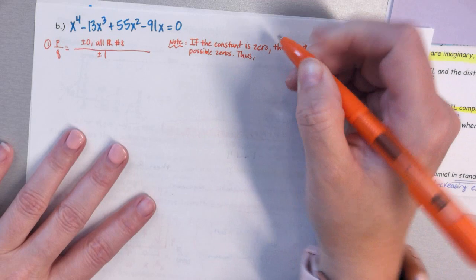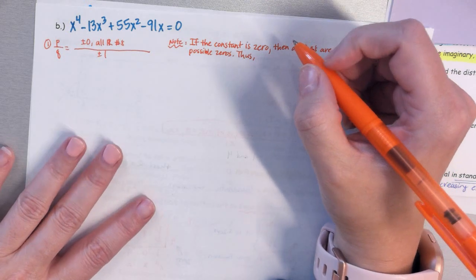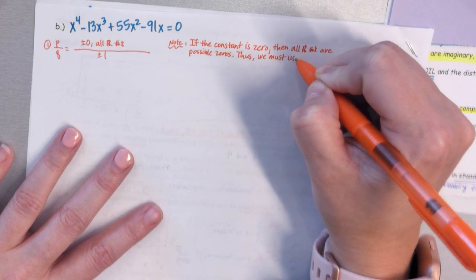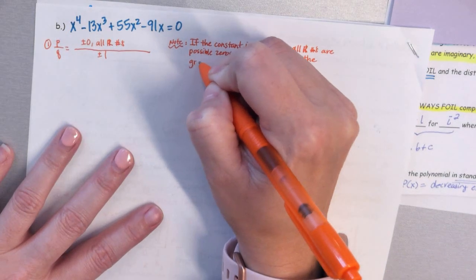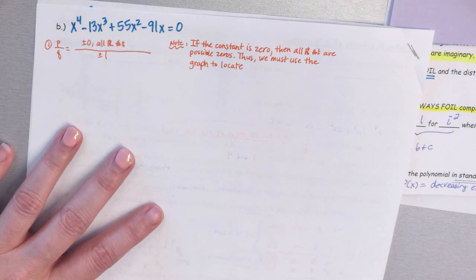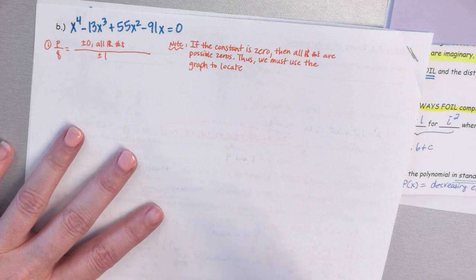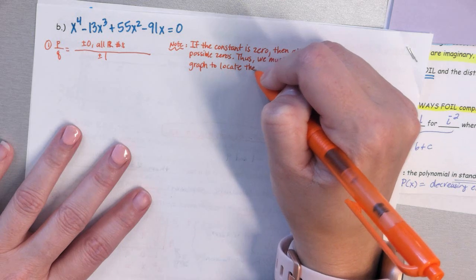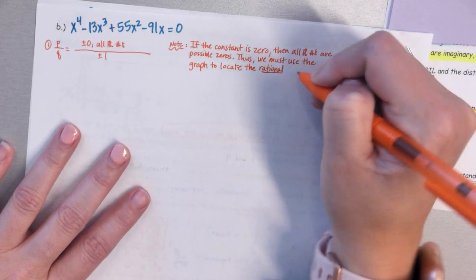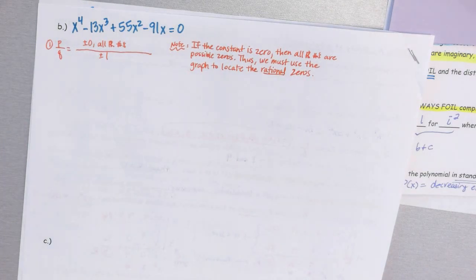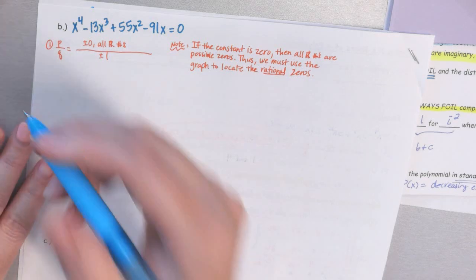And thus we are going to rely on the graph. So thus, using the graph, I'm going to say we must use the graph to locate the rational zeros. So we have to do that with the graph.